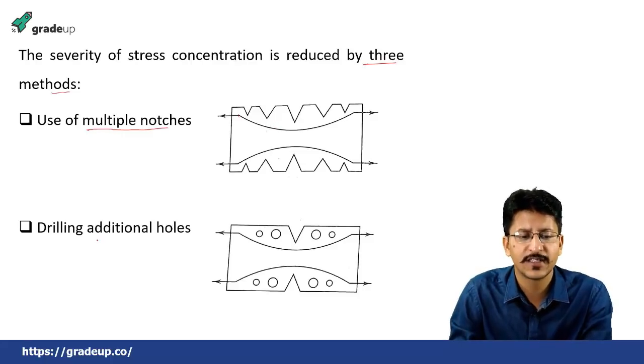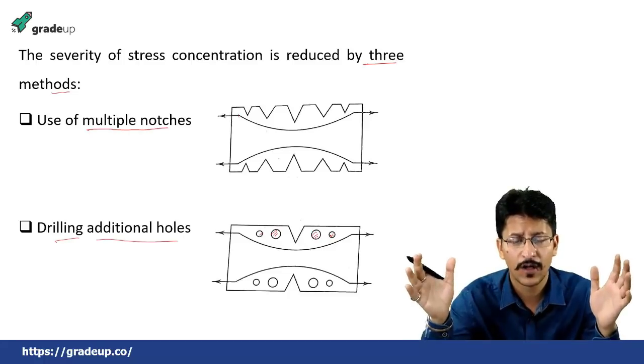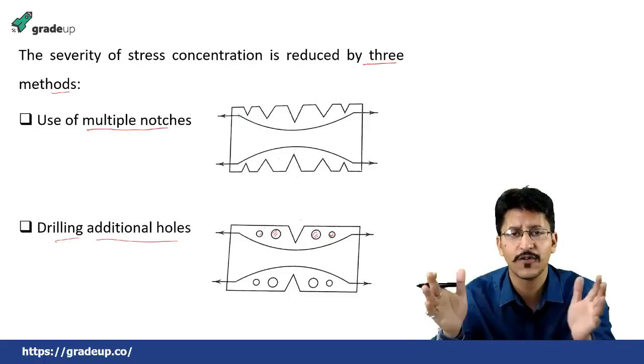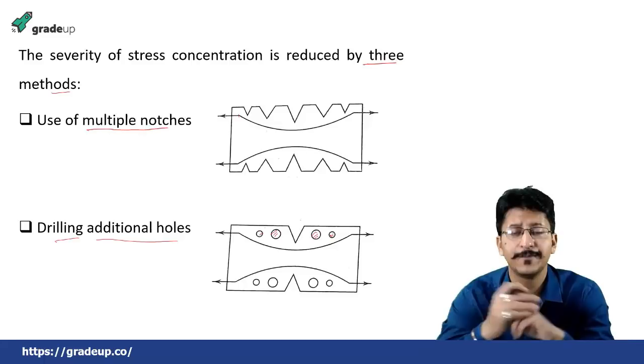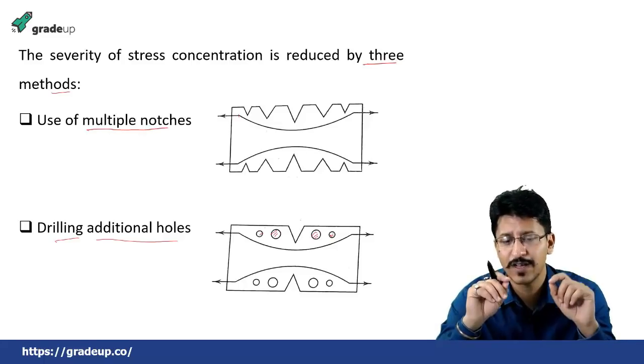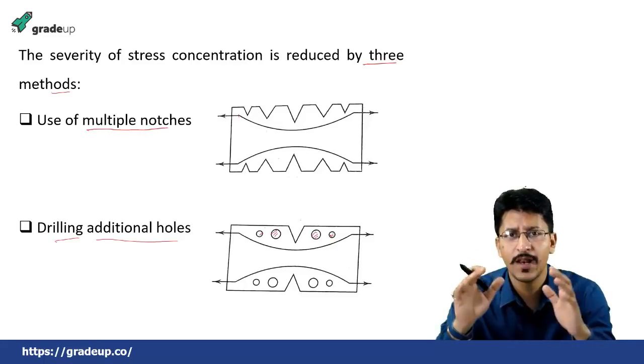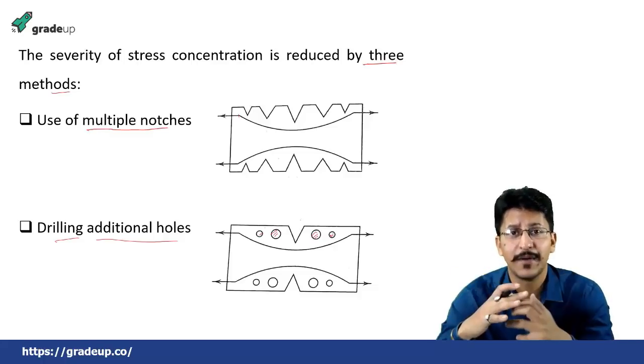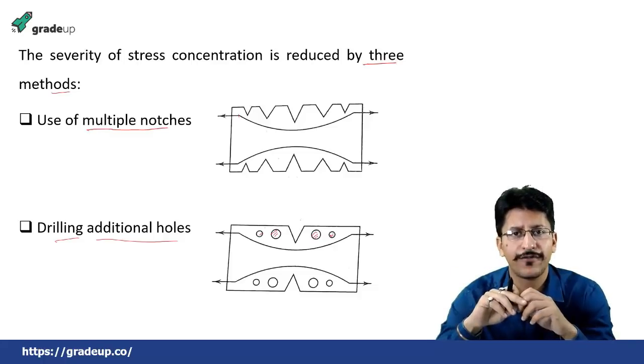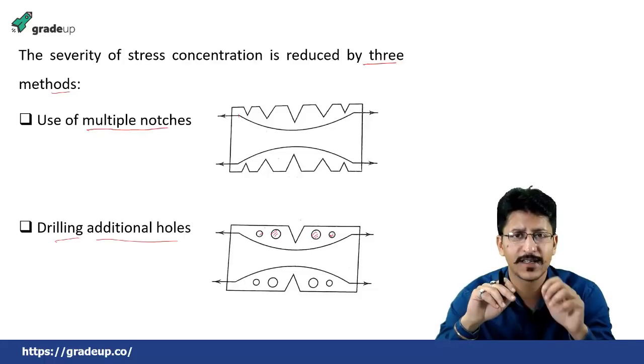The second one is the drilling of additional holes. If the holes are drilled like this, then the stress lines will keep on deviating over a larger region. The stress concentration will still be there, but it will not be that abrupt, so the chances of failure of the machine component are reduced.